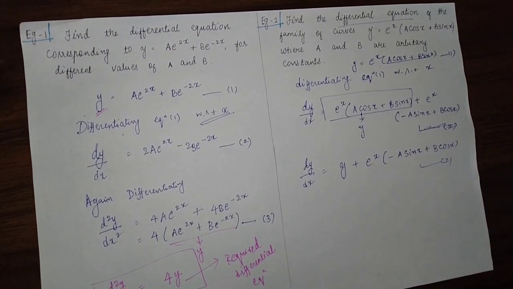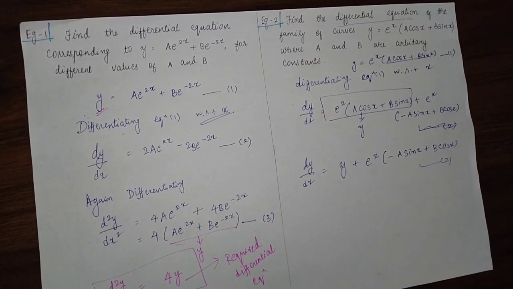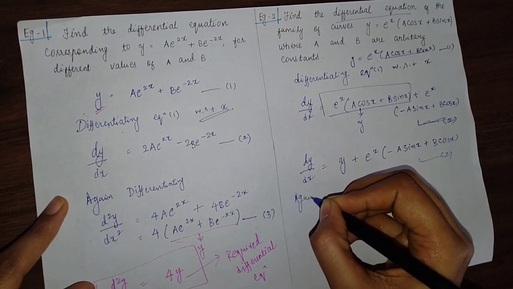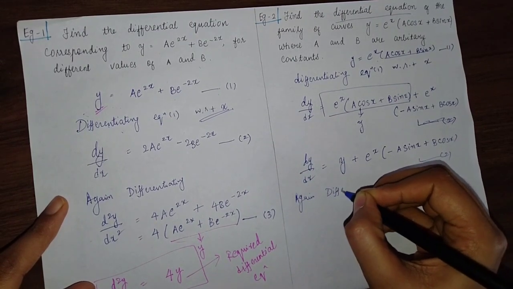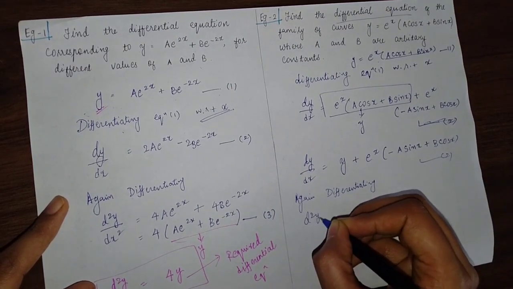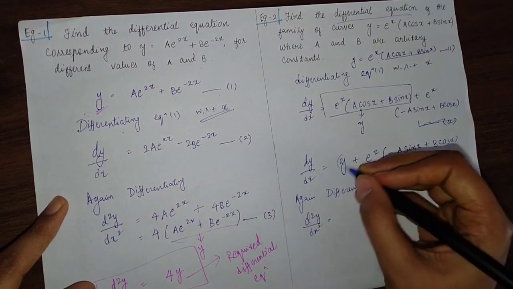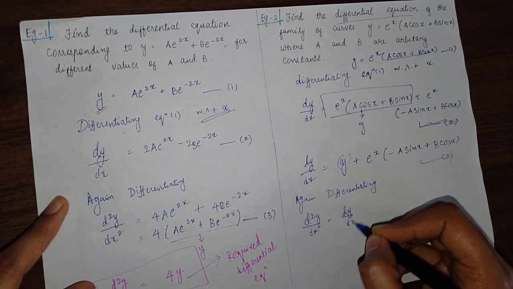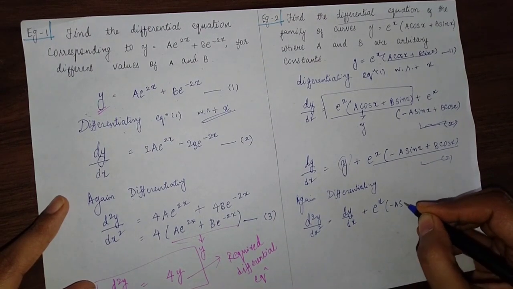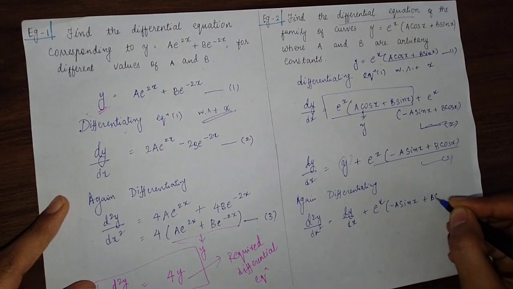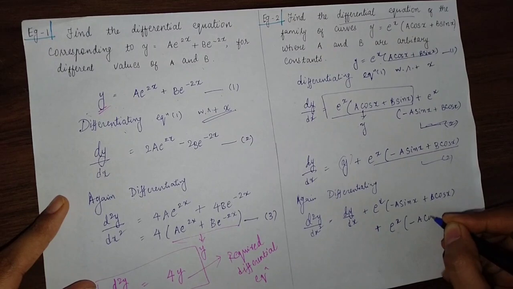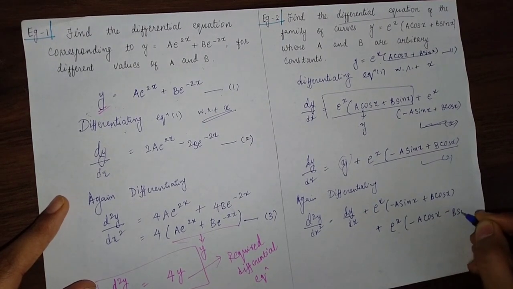Okay. Now we will again differentiate it, so we will get d square y by dx square. So again differentiating, what we will get? D square y by dx square. Differentiation of y will be dy by dx. Again here we will apply the multiplication rule. So we will get e raised to x into minus a sin x plus b cos x, plus e raised to x into minus a cos x minus b sin x.